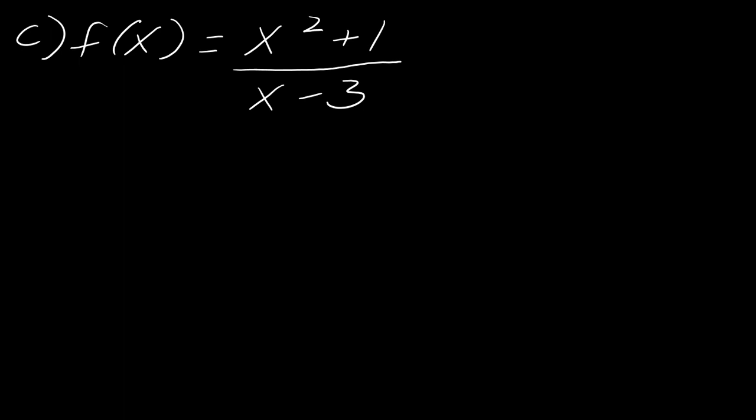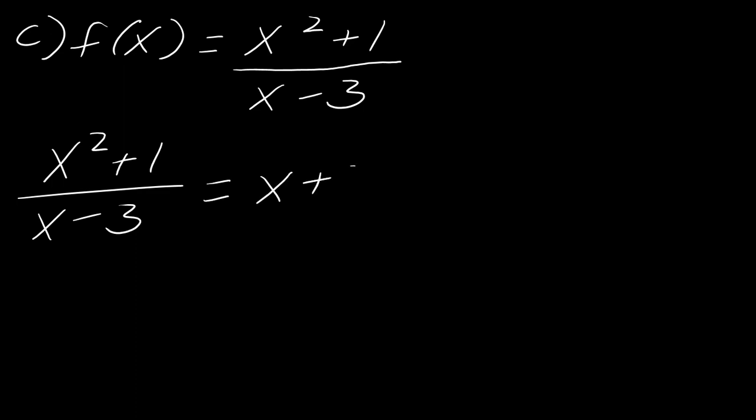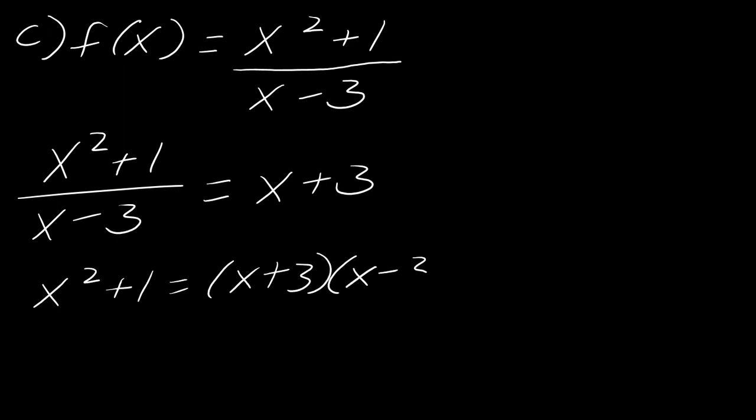Okay, so I cleared a little space, and so I'm going to set this equal now to that x plus 3. So that's the oblique asymptote, that's the non-vertical asymptote. So to solve this, first I need to get rid of the fraction. So I need to multiply both sides by x minus 3. So this becomes x squared plus 1 equals x plus 3 times x minus 3.